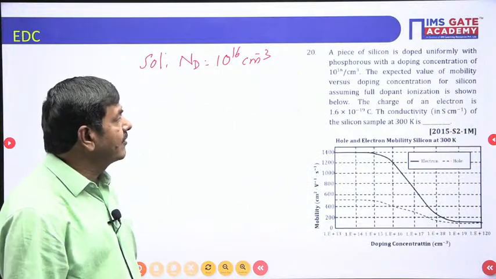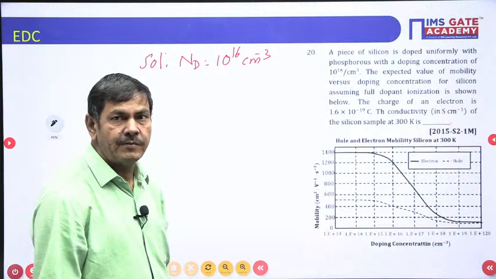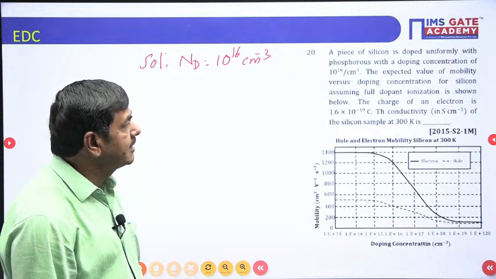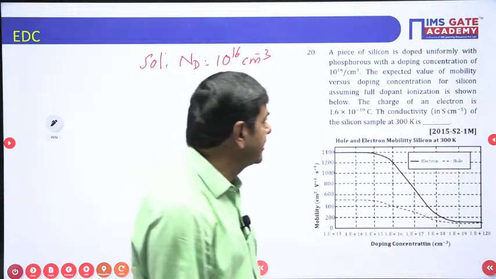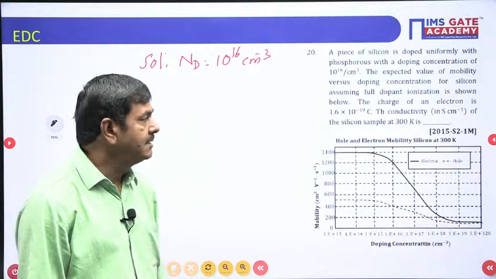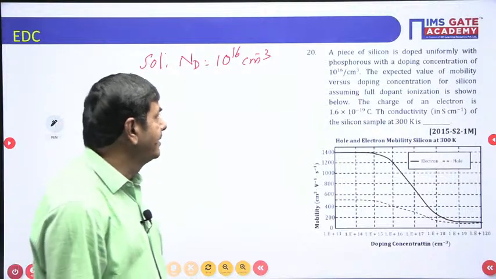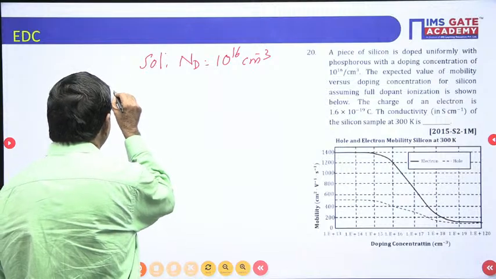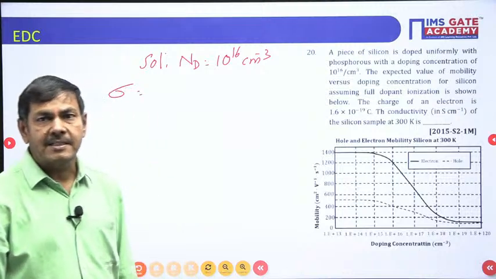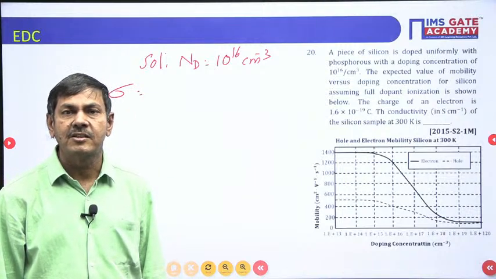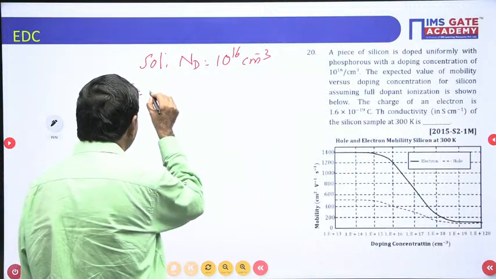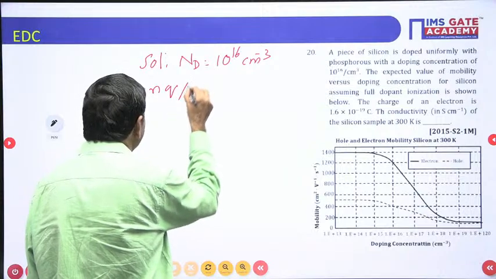The charge of electron is 1.6 into 10 power minus 19. We know that very well. The conductivity in Siemens per centimeter of the silicon sample at 300 Kelvin is the question asked. As I explained in the last class, conductivity is the charge density into mobility. Charge density is nq, so conductivity is n q mu n.